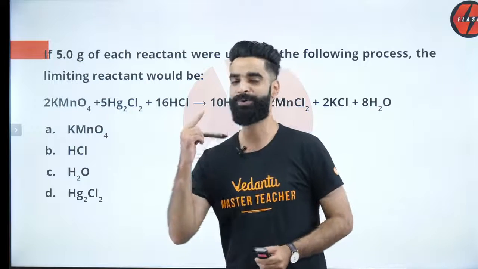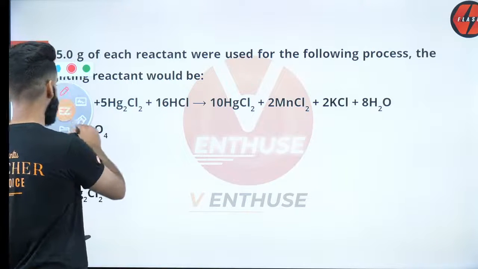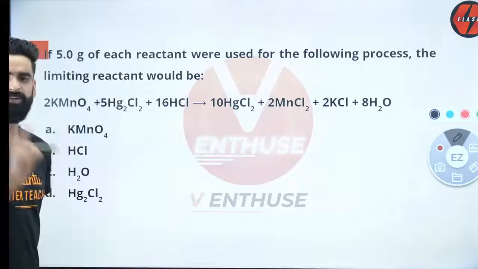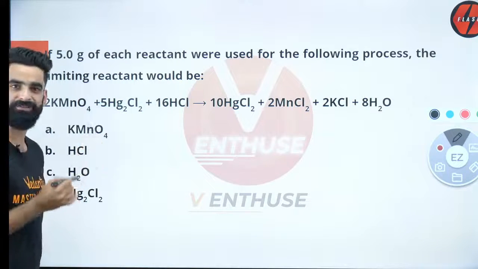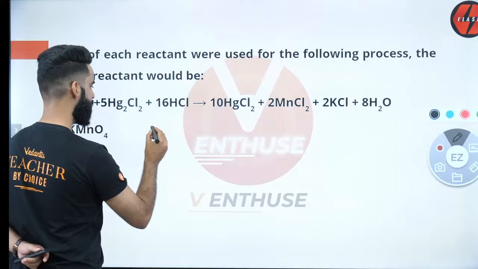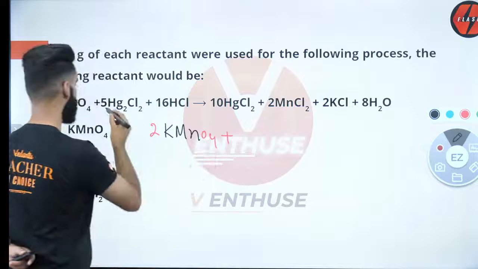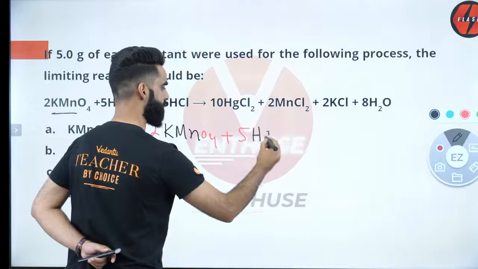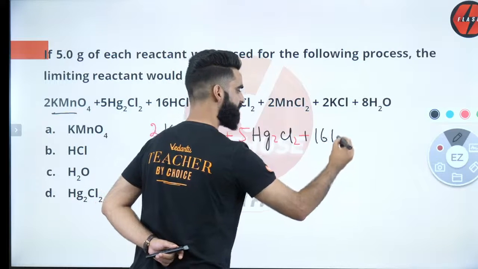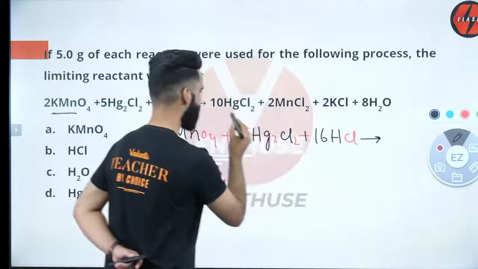All right, so now let's try to solve this question. Let me show you how to identify this limiting reagent. Very, very simple concept it is. First of all, I'm given the balanced chemical reaction. This is my reaction. 2 KMnO4 plus 5 Hg2Cl2 plus 16 HCl gives 10 times. I have got nothing to do with the products.